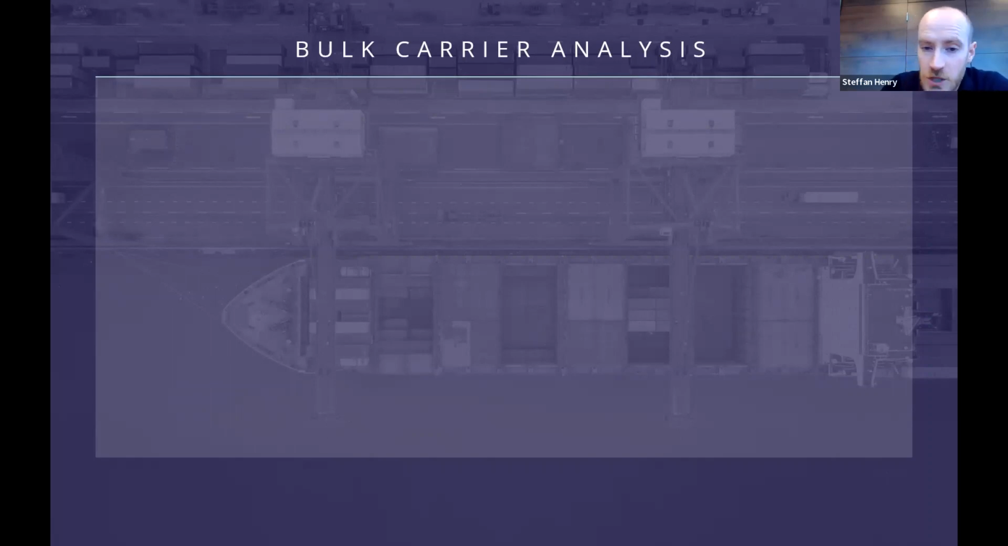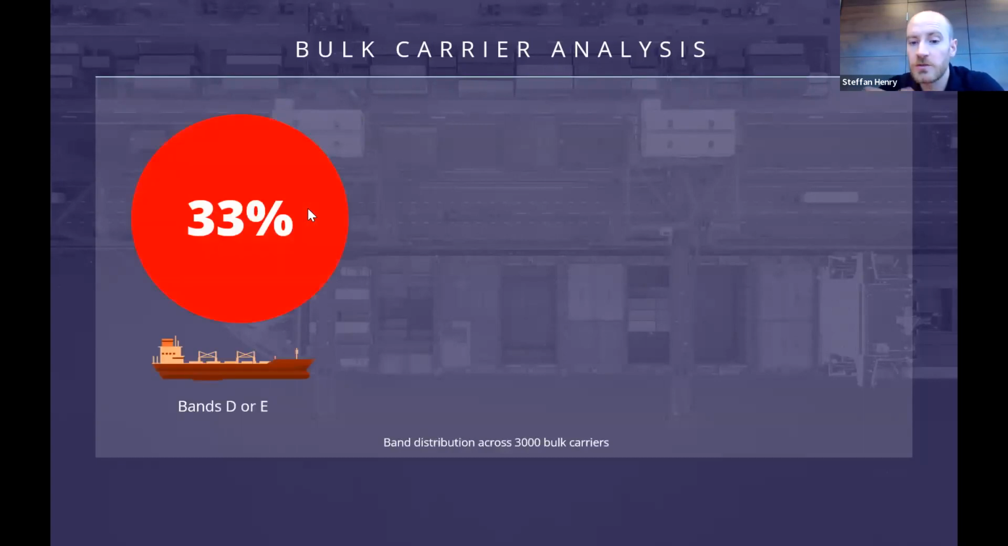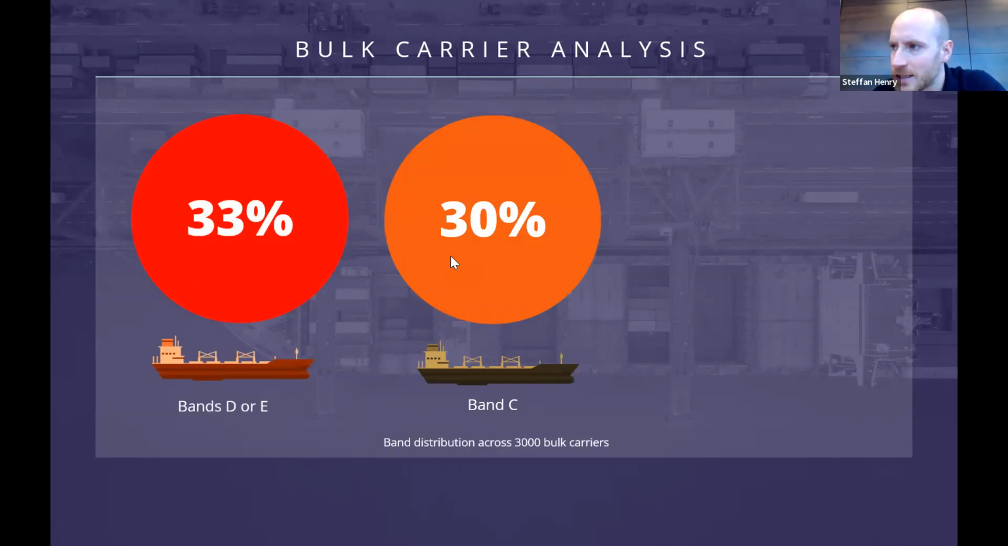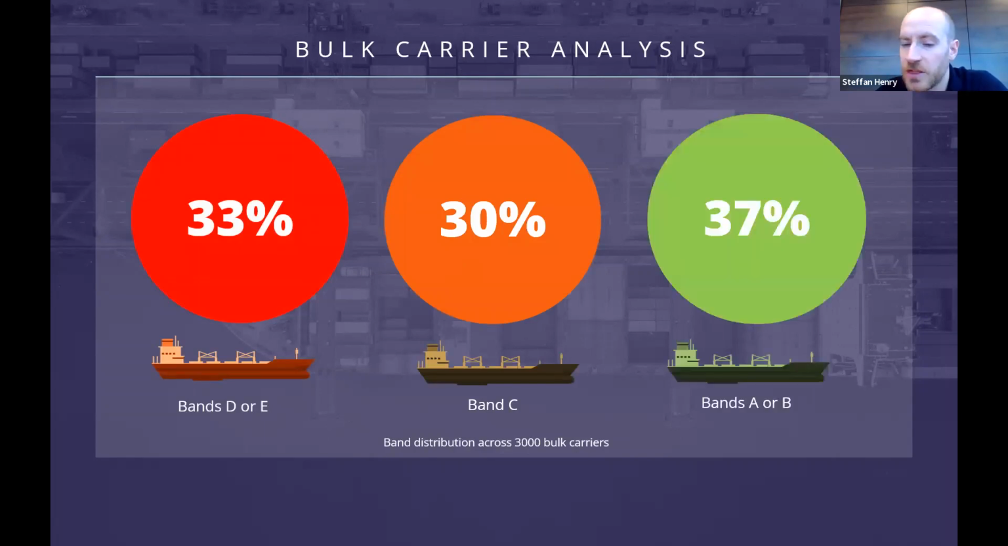However, initial analysis of the bulk carriers showed that if these bulk carriers were to maintain their 2020 CII score through to 2023, we would see 33% sitting in bands D or E, with 30% sitting in band C. So this means that over 30% of bulk carriers will require operational interventions to improve their CII score by 2023. And with that, I will hand back over to Adam and Ben to briefly touch on some of the impact this will have in the industry in general.